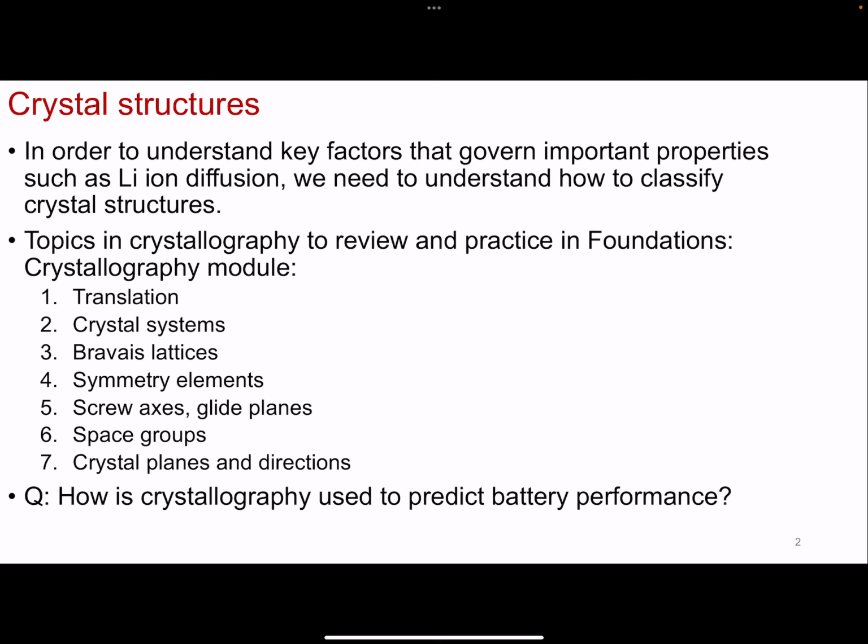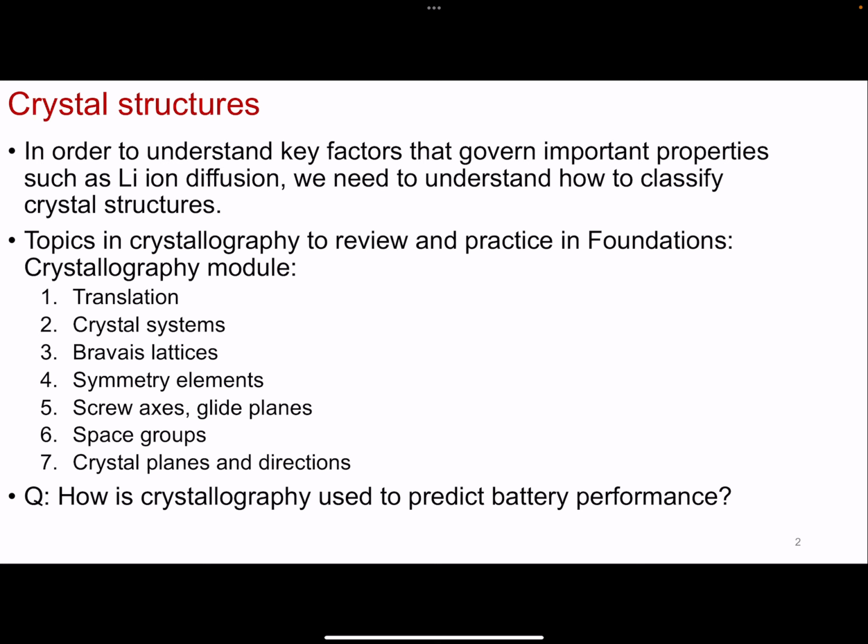So, in order to understand certain key factors that govern properties that we care about, such as lithium-ion diffusion in lithium-ion battery materials, we need to discuss how we're going to classify crystal structures of the materials that we're interested in. So the topics in crystallography that we're going to review and practice today include translation, crystal systems, Bravais lattices, symmetry elements, screw axes, glide planes, space groups, crystal planes, and directions.